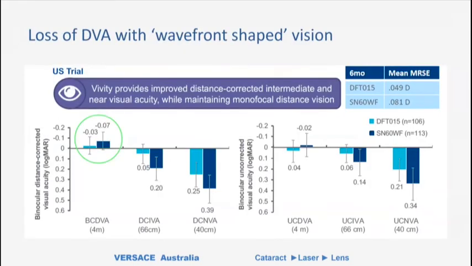And again, this is to make the point that when you do this, when you increase some spherical aberration, you will lose a little bit for the distance vision. And this is shown here for the Alcon Vivity lens, but the distance vision is not quite as good as it is when compared with the monofocal.